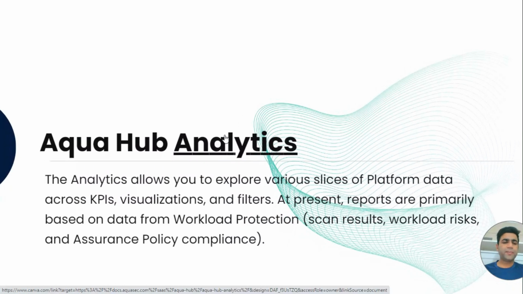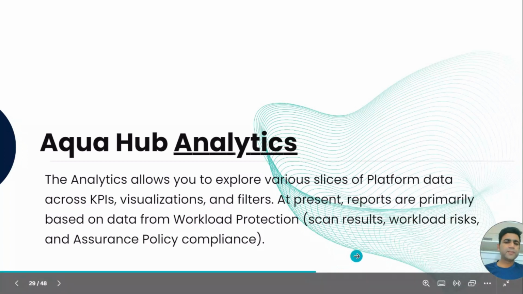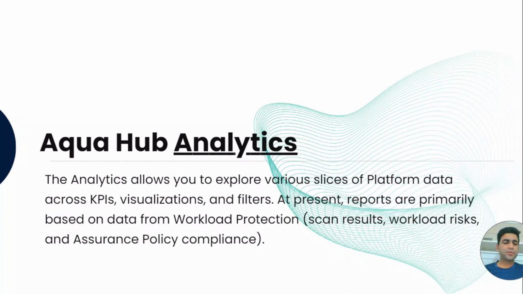Next one is the AquaHub analytics. This one would present you with a view where you could slice your view based on the different KPIs, visualizations, and filters. Different reports would be present here, and you could classify them based on their workload protection. Different results would be scanned, and risk and assurance compliances would be there.